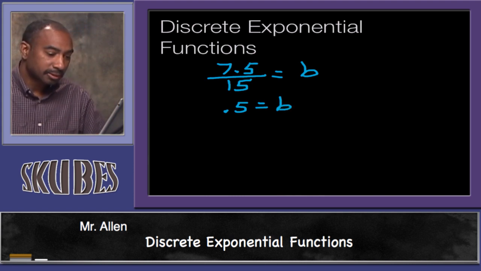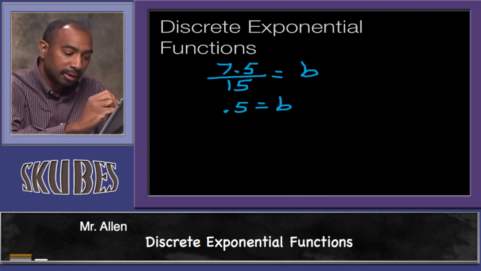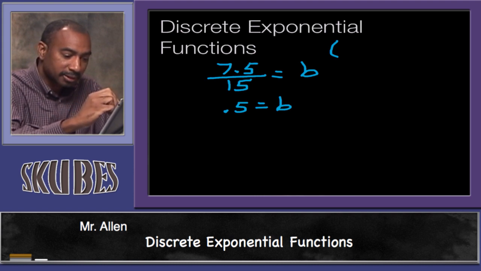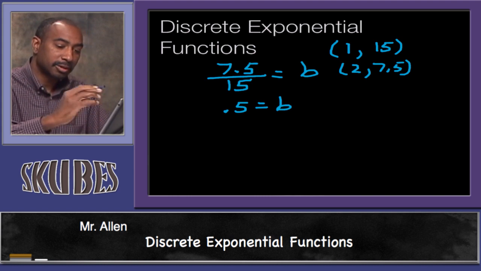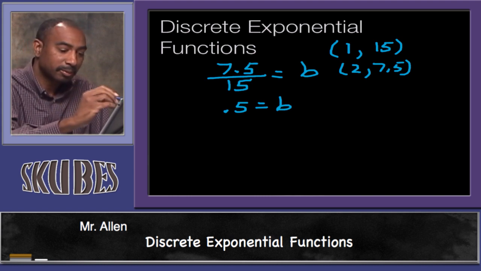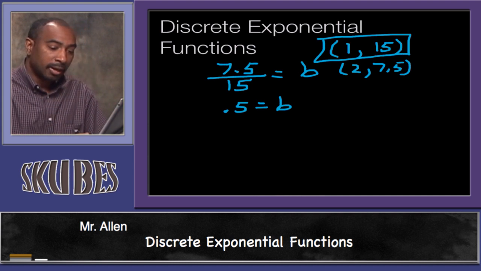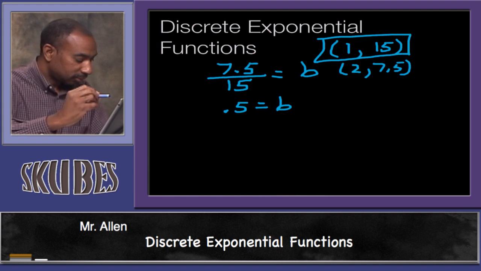And what we can do is evaluate one of the ordered pairs. We have two ordered pairs from the initial problem. On the first bounce, it went 15 inches. And on the second bounce, it went 7.5. You can evaluate one of the two. It doesn't matter. Let's say we pick this one. You can get the same result. And evaluate that into the general formula.